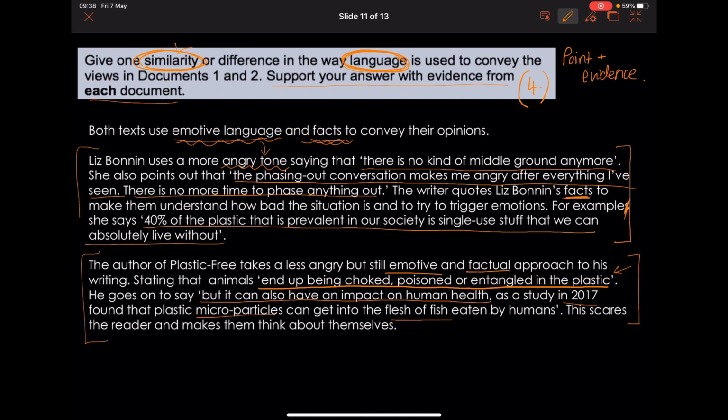You didn't have to write about facts and emotive language, because that probably would have given you even more marks and probably taken up a little bit more time. You could have just written about emotive language and said, Liz uses emotive language, this is how. And then the author of Plastic Free uses emotive language, this is how. Obviously, I've said Liz Bonin uses emotive language and facts, and so does the author of Plastic Free. So it's probably a little bit more than what you needed to do, but again, better to be safe than sorry. I hope you got a lot out of that question.